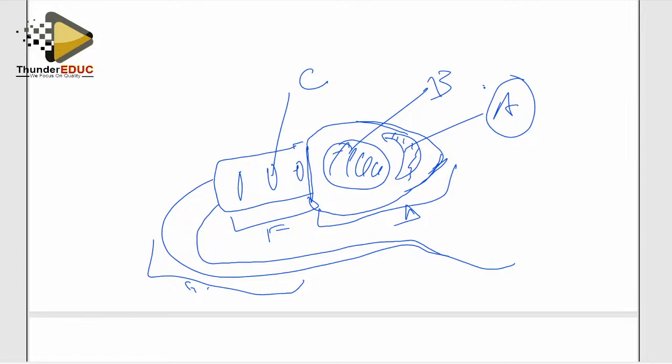A is the... A is what? Don't open the book. You have a head, isn't it? Don't say it's a head. Your head has teeth. Your head has brain. Are you hearing me? So, which one is brain? Which one is teeth? A or B? Which one is the brain and which one is the teeth?